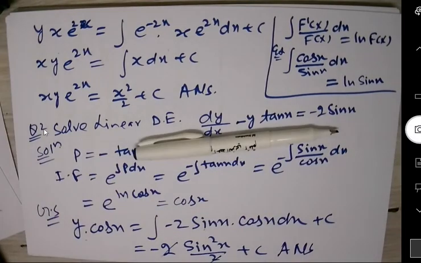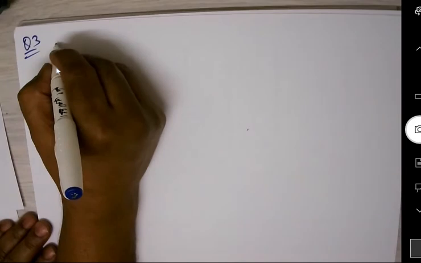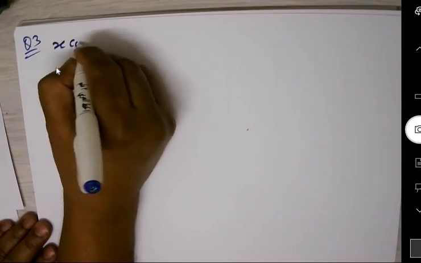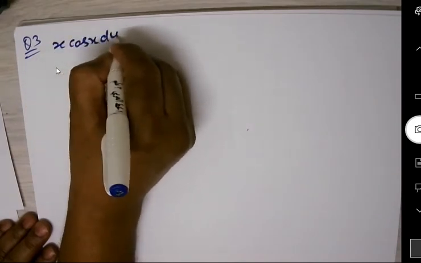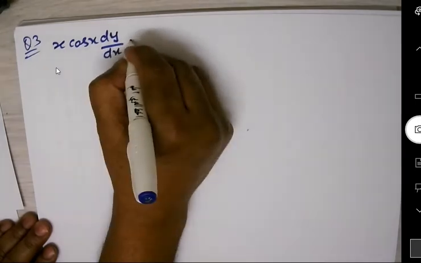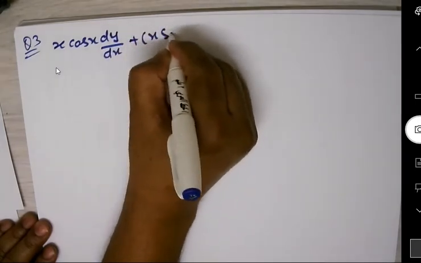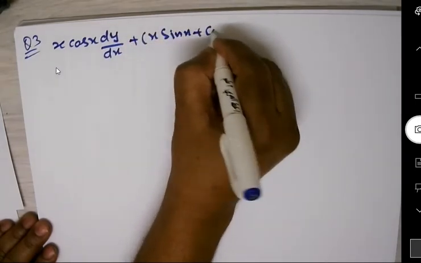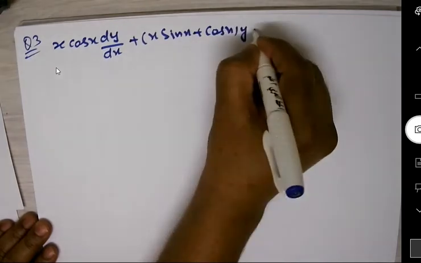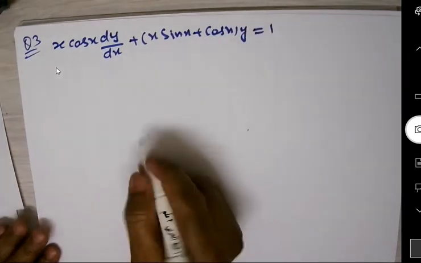So this is the second example of that one. In continuation of that one, I am going to pick another question. Question number 3. Solve the linear differential equation x cosine x dy dx plus (x sin x plus cosine x) into y is equal to 1. So now see that one.